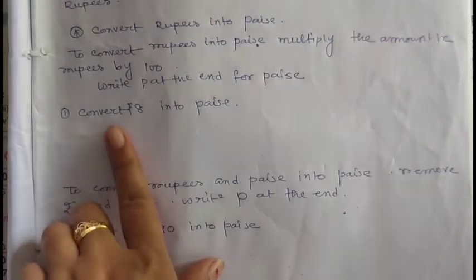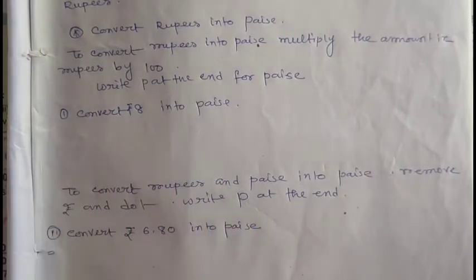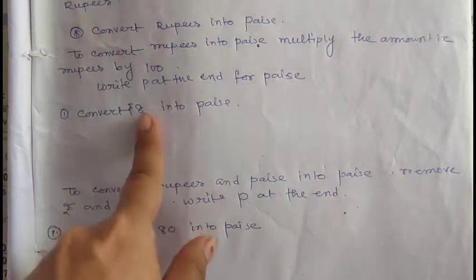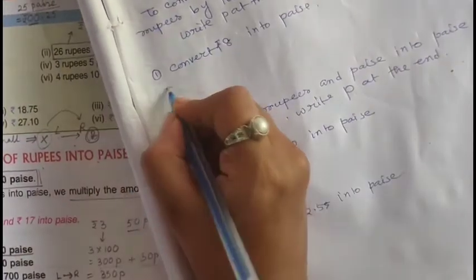First example is convert 8 rupees into paise. You know that just before I have told you that to convert rupees into paise you have to multiply the amount in rupees by 100. Convert 8 rupees into paise.